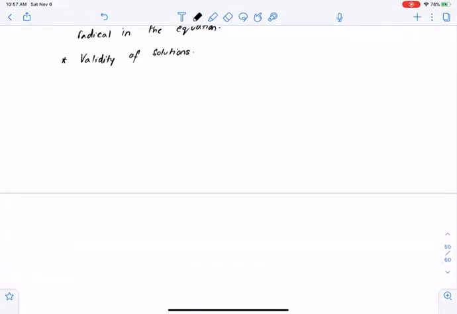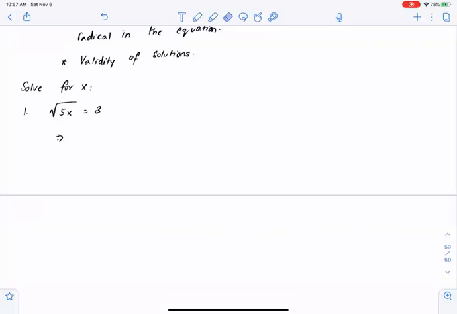So here is an example. We want to solve for x. Suppose I have square root of 5x equals 3. Now, this is a case where you have only one radical, and you may say, well, I can move that 3 to the other side and solve. Sure, but that's just going to make things more complicated. I'd rather keep that 3 on the right-hand side and square on both sides.